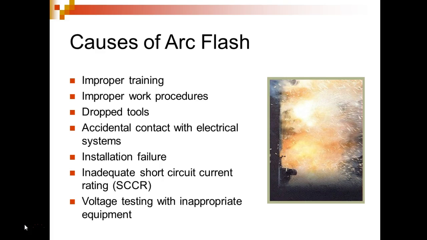So arc flashes are caused by short circuits, improper training, improper working procedures, dropping tools, accidental contact with the electrical system, installation failure, short circuit protection, voltage testing, or inappropriate equipment. You'd be surprised how many people get killed by their meters, by putting a meter into a circuit that's not rated for the circuit they're measuring. Then it blows up and creates a short. It's better now than most meters. That's why things have changed. It's a lot better now.